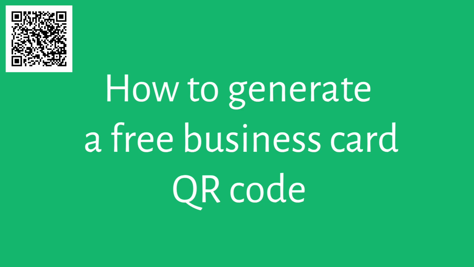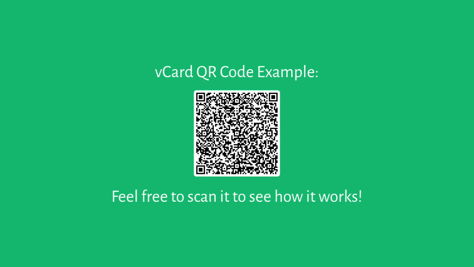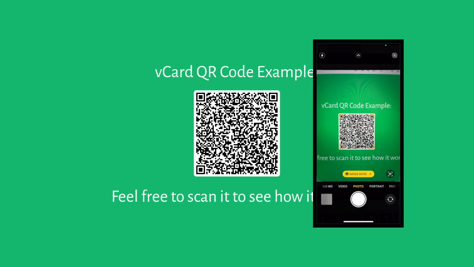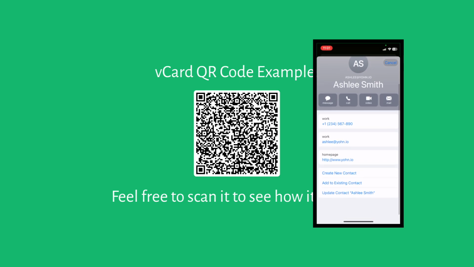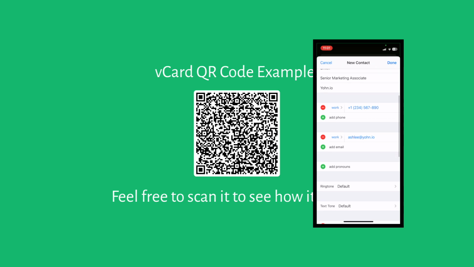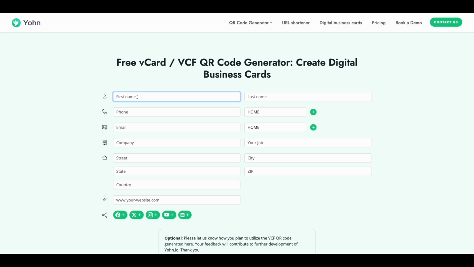With Yohn.io, you can create a QR code that contains all of your contact information. When someone scans the code, it automatically opens your details in their Contacts app, so they don't need to type everything out manually. To create your QR code, simply go to Yohn.io and enter your contact details.